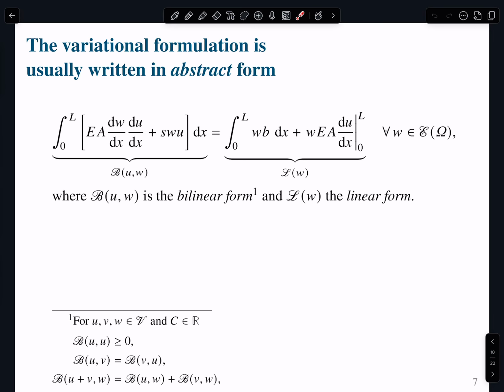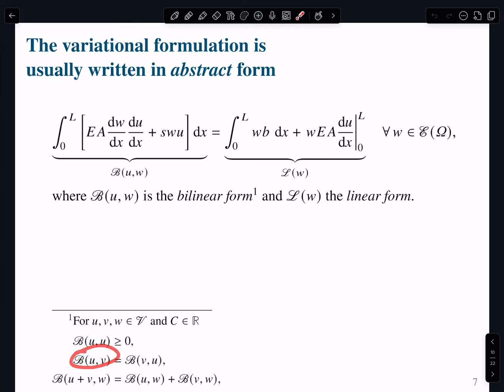I say there is no u, although there is a u here, but remember that this term is actually the boundary condition, so it is actually known. This whole term we call the linear form. The bilinear form, as you can see in this expression, has some properties. If you assume that you have u, v, and w from some certain space, and a constant c, then the bilinear form applied to the same function has to be greater than or equal to 0.